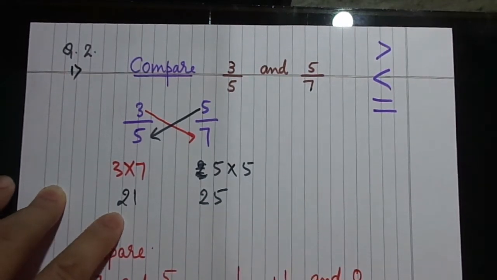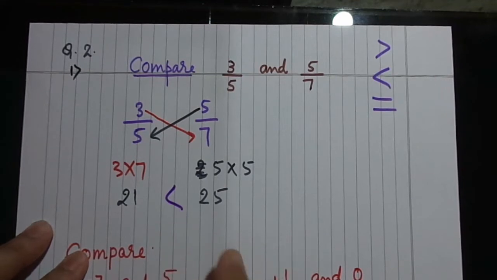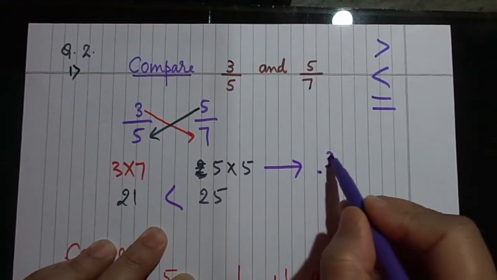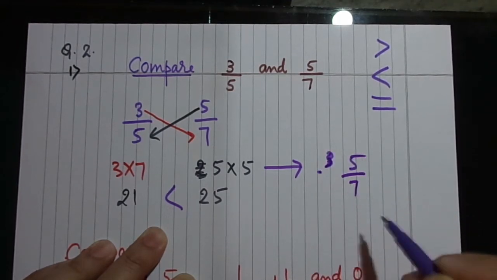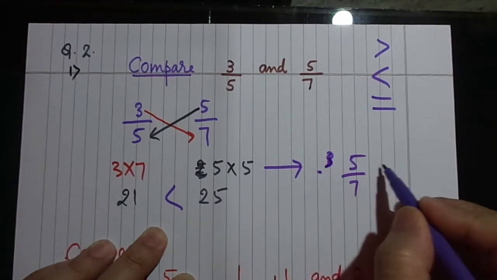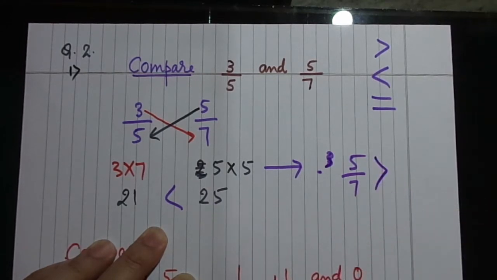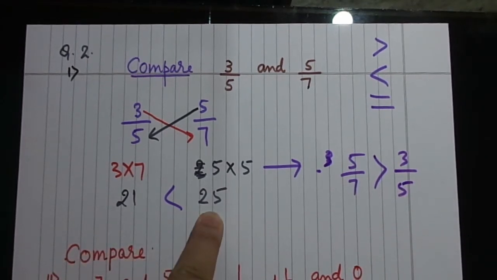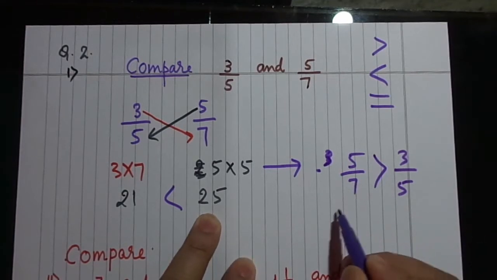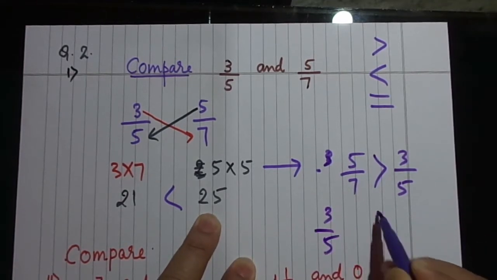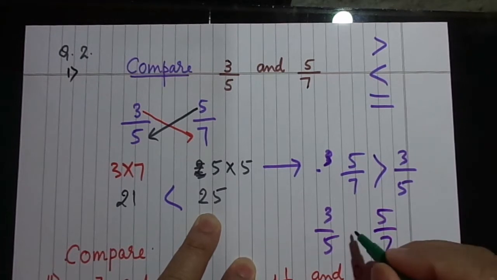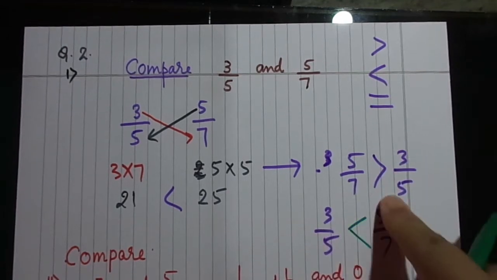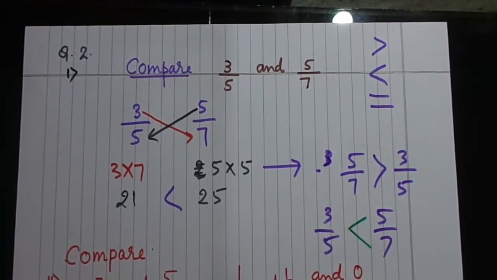Now I find that this 25 is greater. Since this 25 is greater, I'll mention that 5 by 7 is greater than 3 by 5 because 25 is greater. Okay, or you can write in this form also, 3 by 5 and 5 by 7, and you can mention this sign over here. Both of them are the same thing. 5 by 7 is greater than 3 by 5.